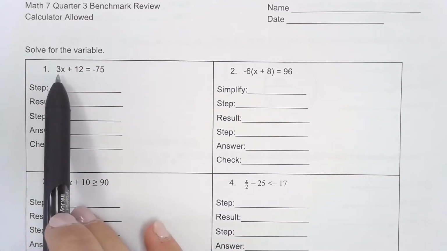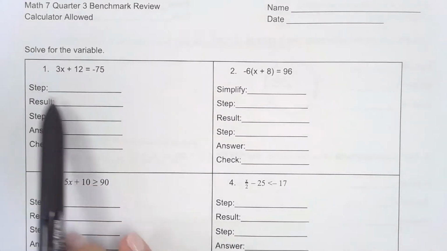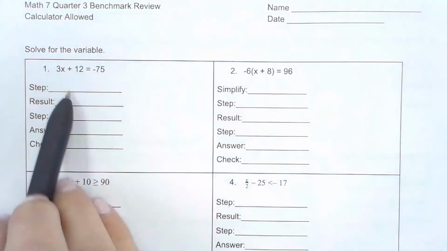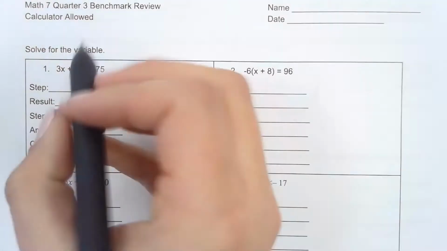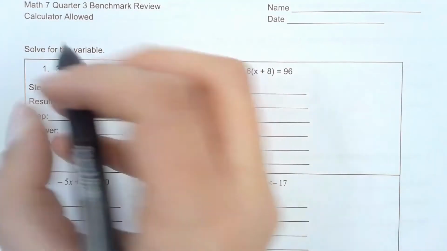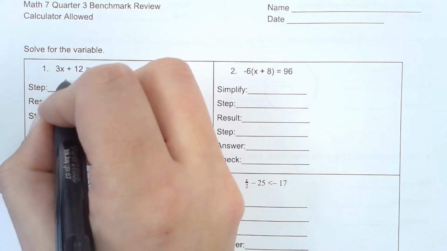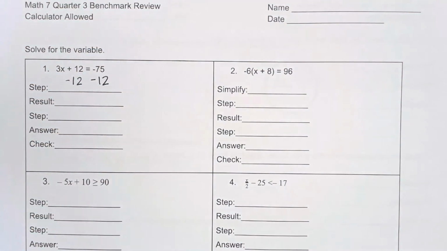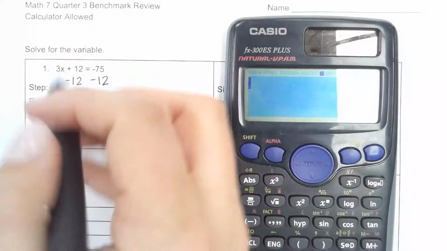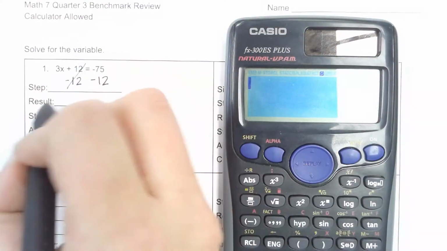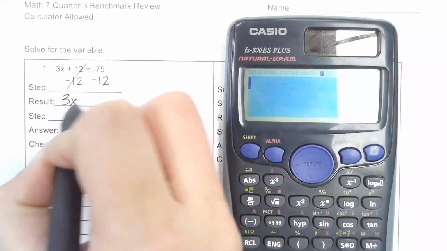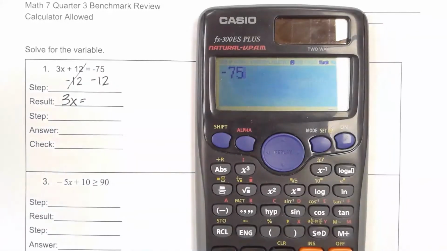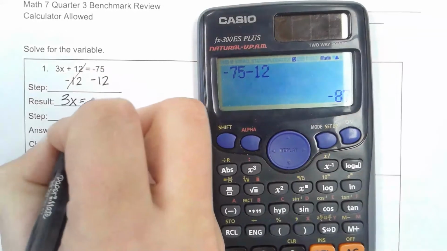And your first step is to always simplify, but in this case, number one, we don't have to. So your first step that you want to do is to always move the constant that's on the same side as x, and you're going to move it by doing the inverse operation. So since this is adding 12, the opposite of adding 12 is subtracting 12. Okay, so our plus 12 minus 12 are going to cancel. Over here for the result, we're going to be left with 3x equals. And then in our calculator, we can take negative 75 minus 12, and we get negative 87.